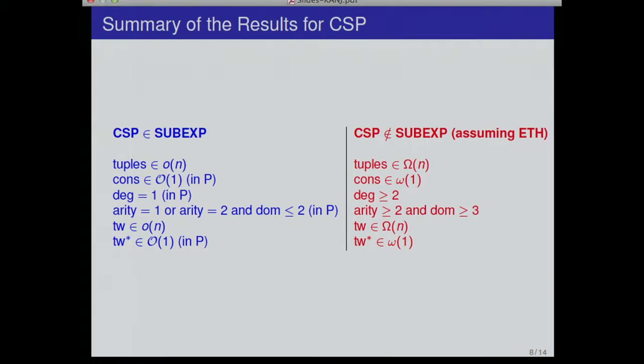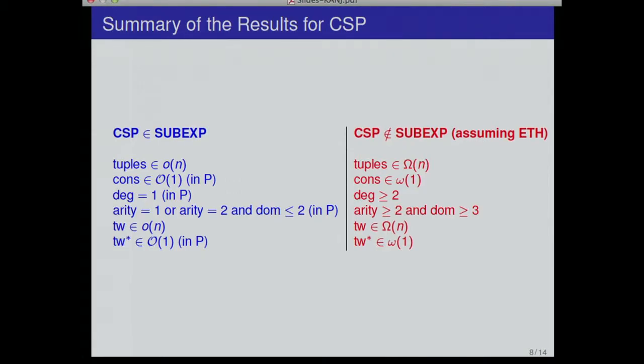If the number of constraints is constant, the problem is known to be NP. If the number of constraints is little omega of 1, it's not solvable in sub-exponential time. If the degree is 1, the problem is NP. Degree greater or equal to 2, the problem is not solvable in sub-exponential time. For arity, if the arity is 1 or if the arity is 2 and the domain is at most 2, the problem is known to be NP. Otherwise, it's not solvable in sub-exponential time.